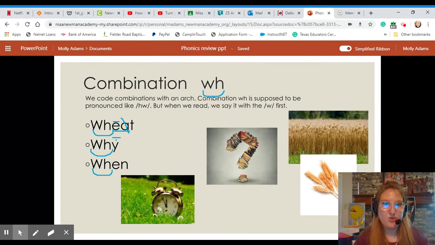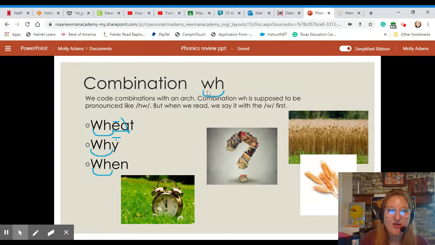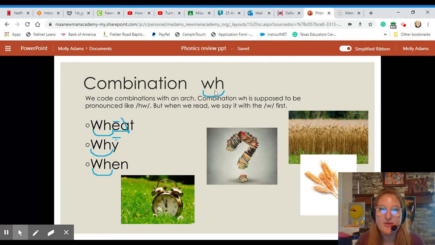So on Monday, we learned about our combination WH. And remember, we code combinations with an arc. Now, our WH combination is supposed to be pronounced like hua, hua. So when we read words with our WH combination, we say wheat, wheat. But that doesn't sound right because in America, we don't pronounce it like it's supposed to sound, with that surprise sound.